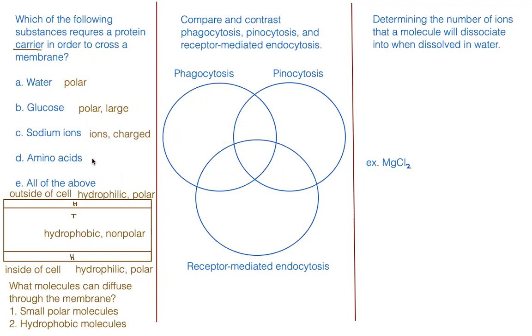Then we have amino acids. Remember that they have an amine group and a carboxyl group, and those two are very polar, so this is also a polar molecule. The R group can also add to that polarity, or it can add nonpolarness. All of these molecules fall into the category of being large or too polar, and with that being said, all of them will need a protein carrier.